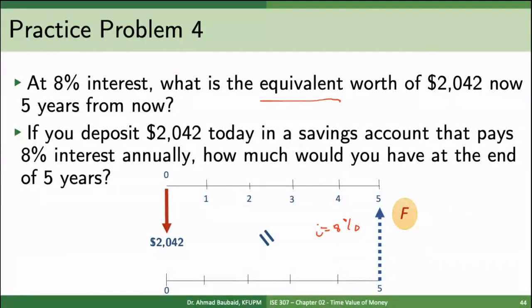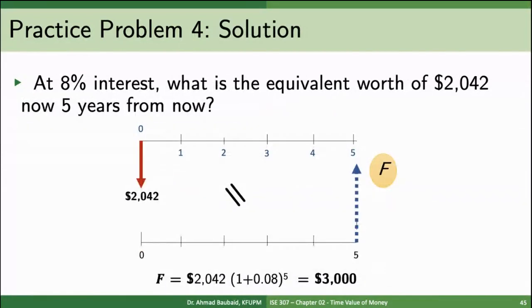And you see here the word equivalent. How do we do that? Well, you just apply the formula. This one is a very straightforward example, right? You apply the formula and you find that it's 3,000. So again, what this is saying is that $2,042 today is worth, or is equivalent to, $3,000 in 5 years from now. All right?